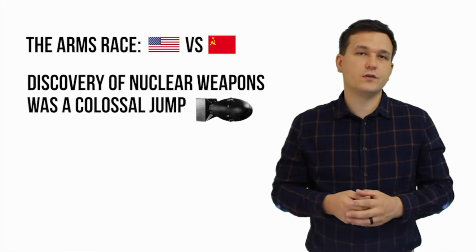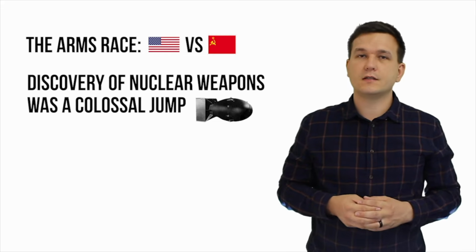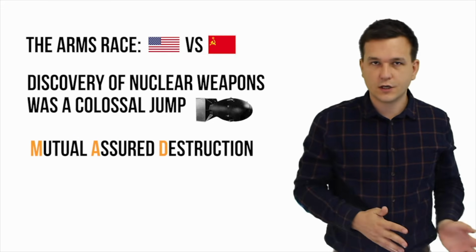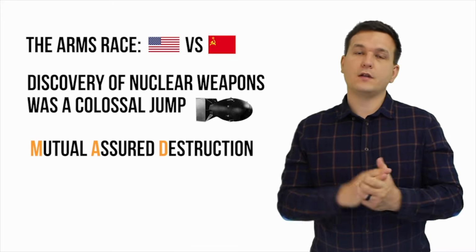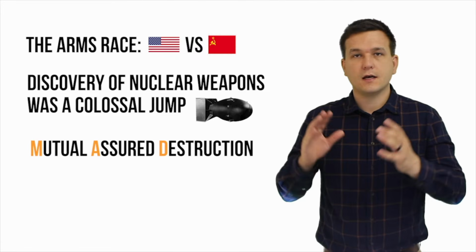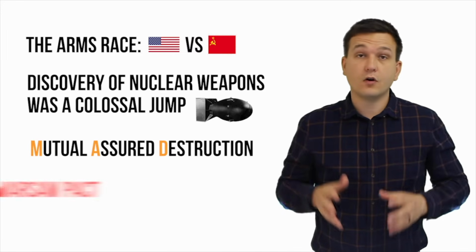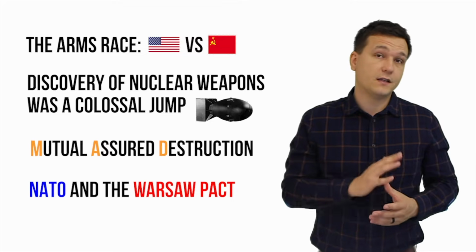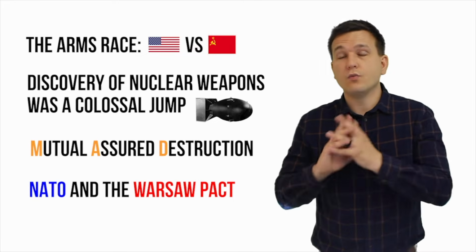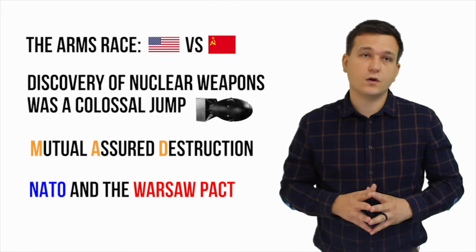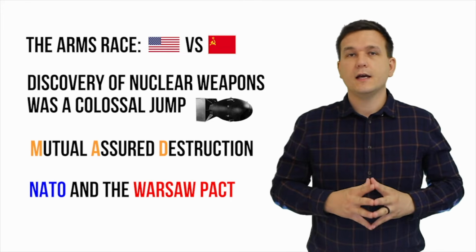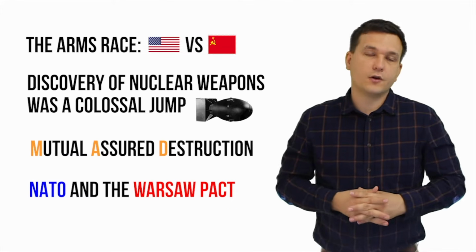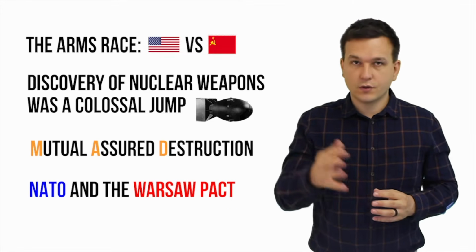And which brings me to the third point. The third point is the term mutual assured destruction. We're going to talk about that again. And then lastly, the fourth takeaway from that lesson is the establishment of NATO, the North Atlantic Treaty Organization, and the Warsaw Pact. The Warsaw Pact was, you can say, the version of NATO for the Soviet Union. And it's called the Warsaw Pact because it was signed in Warsaw in Poland.